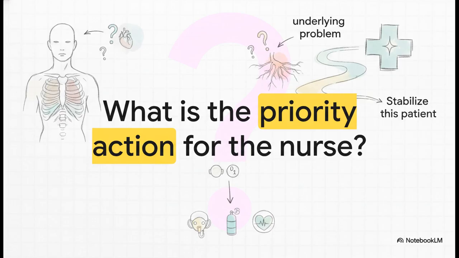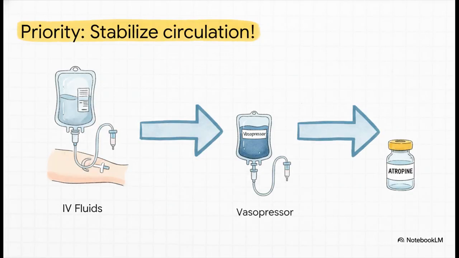Think it through. A, B, C's. What is the biggest, most immediate threat to this patient's life? What's your #1 move? If you said stabilize circulation, you are 100% correct. This patient is screaming neurogenic shock. Your top priority is to get IV access and start pumping in fluids to fill up those vessels.